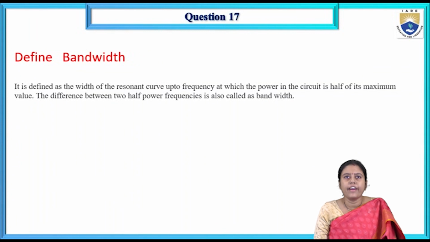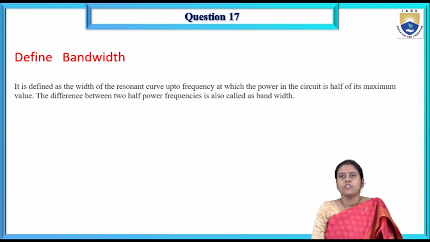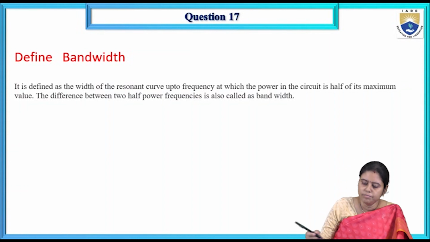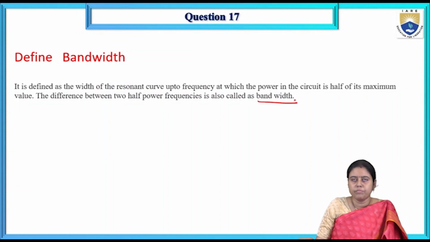Next is to define the bandwidth. It is defined as the width of the resonant curve up to the frequency at which the power in the circuit is half of its maximum value. The difference of the two half power frequencies is called the bandwidth. As I told before, at resonance the power is maximum. So the difference between the frequencies at which it becomes half is known as the bandwidth of the circuit.